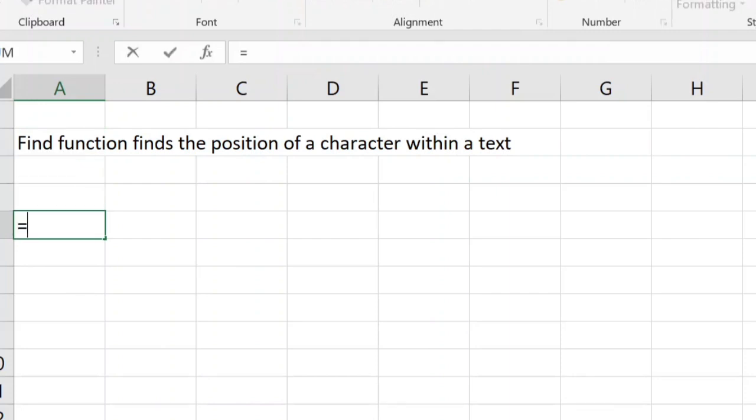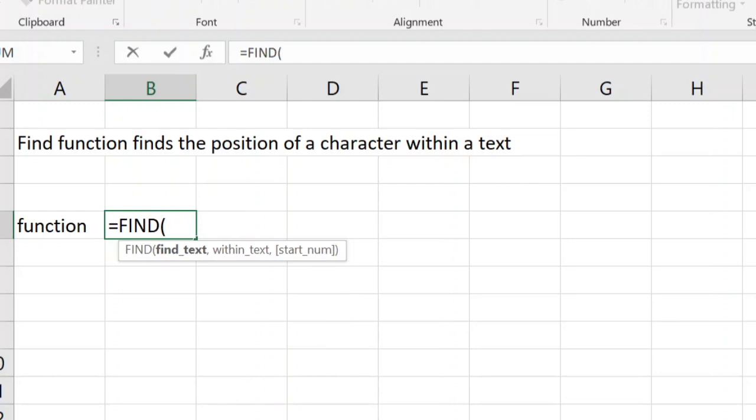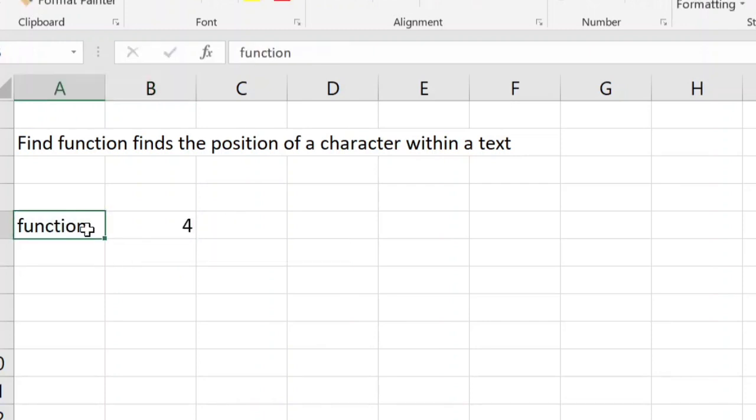Suppose let's understand it with an example. If we write the function FIND, with find text and within text, I want to find C within this text, and press 1. So C is at the fourth place. If you start counting from F, 1, 2, 3 and 4, C is available at place 4. So the position of C in this text is 4. This is the work of the find function.